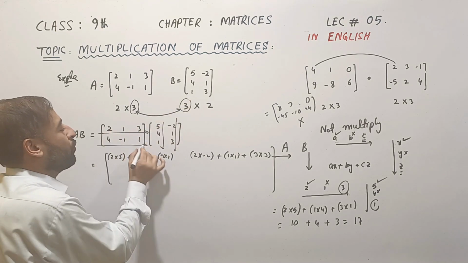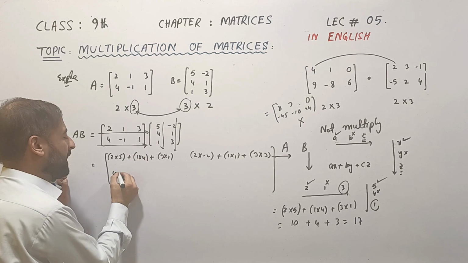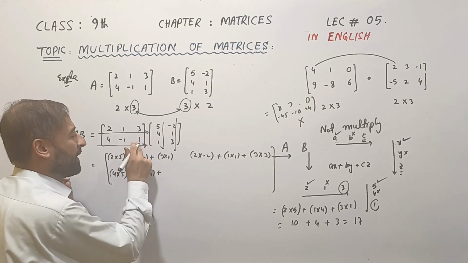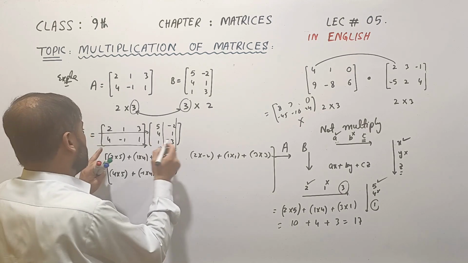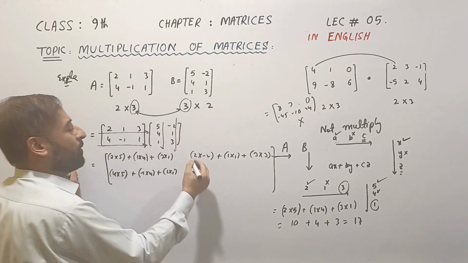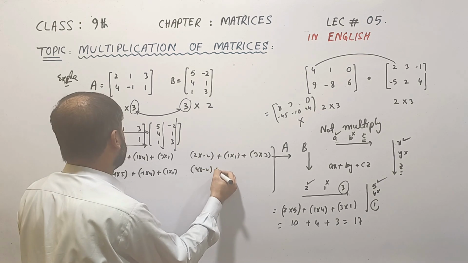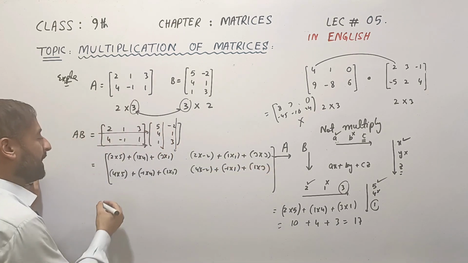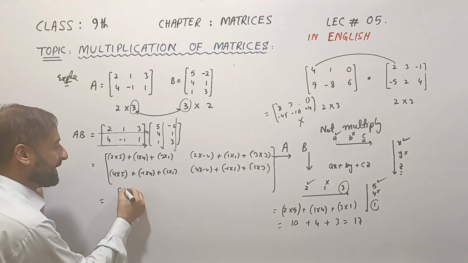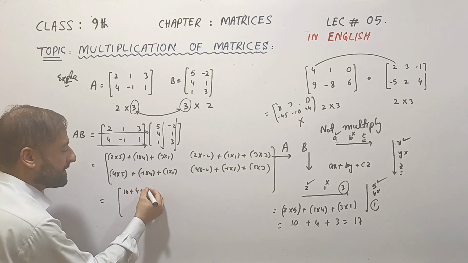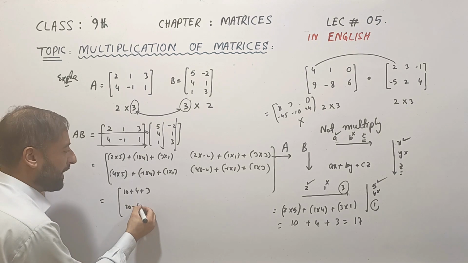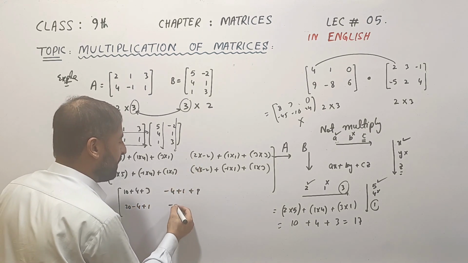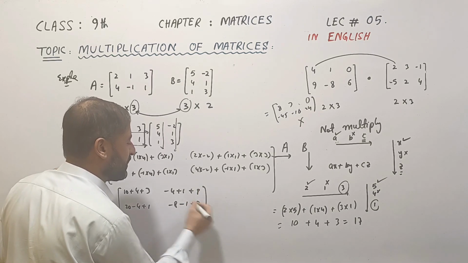Now let's come to the second row. Multiply with first column: 4 times 5 plus minus 1 times 4 plus 1 multiplied by 1. You got me? Students, second row, second column: 4 multiplied by minus 2 plus minus 1 multiplied by 1 plus 1 multiplied by 3. Now you can add them. It is 10 plus 4 plus 3. Students, this one is 20 minus 4 plus 1. This one is minus 4 plus 1 plus 9, and minus 8 minus 1 plus 3.